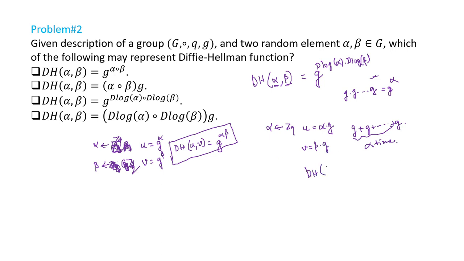And then Diffie-Hellman of u comma v is actually alpha plus beta into g, right? So plus is nothing but the group operation here, whatever operation it is. Similarly for the additive group, that's why I am writing that DH of alpha beta is discrete log of alpha, group operation, discrete log of beta, into g.